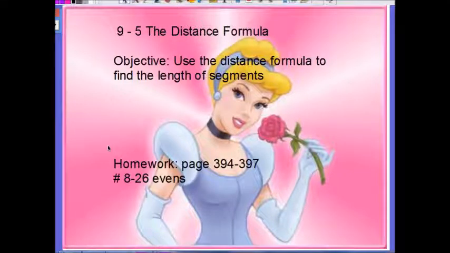Welcome to section 9.5, the distance formula. The objective is to use the distance formula to find the length of segments. For homework, we're going to be working on page 394 to 397, 8 to 26, the evens.